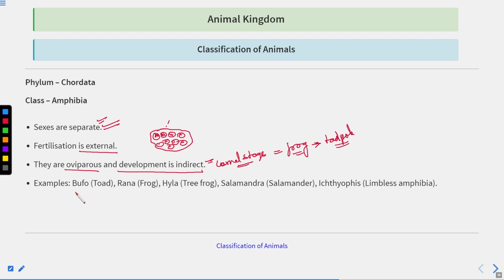Okay. Now, if we talk about the examples, then we are having Bufo, that is commonly known as toad, Rana, that is known as frog, Hyla, this is known as tree frog, Salamander, that is known as salamander only, and Ichthyophis, that is known as limbless amphibia. Means this particular amphibia looks like a snake, but it is amphibia and it is not having any limb.